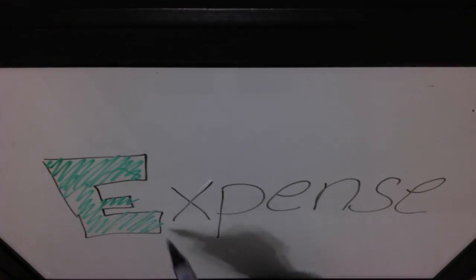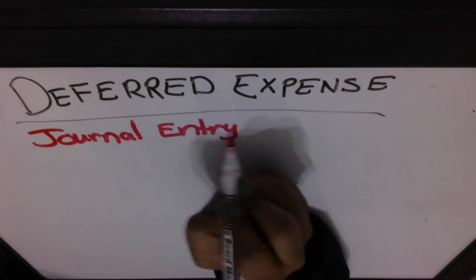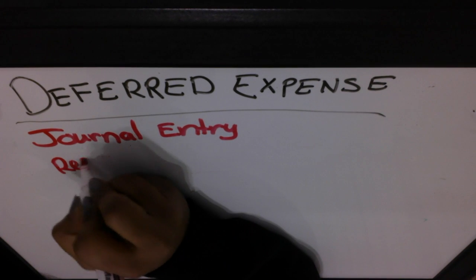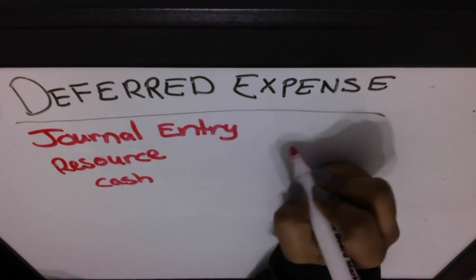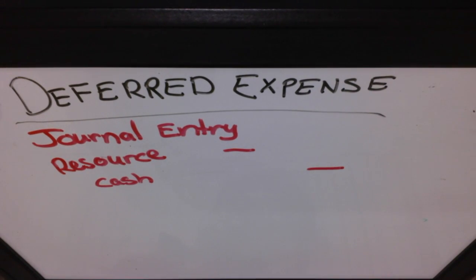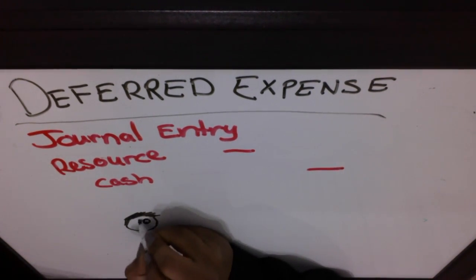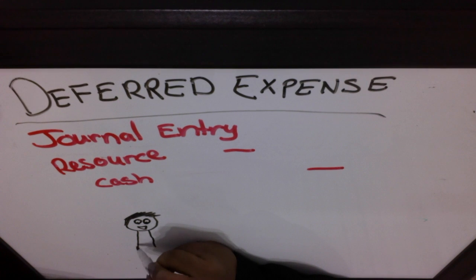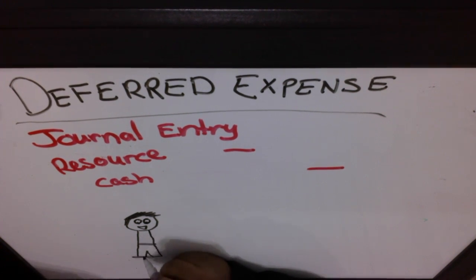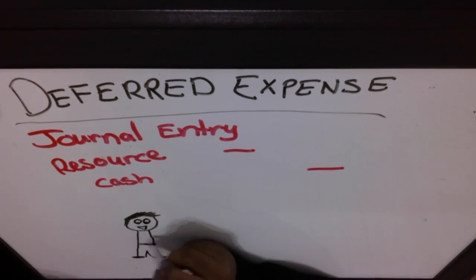Now we move on to expenses. If our cake shop pays for a service or resource before consuming it, a journal entry debiting the resource and crediting cash is made. As the resource is used, we must make adjustments to reflect how much of the resource is being consumed. This adjustment is known as deferred expense.